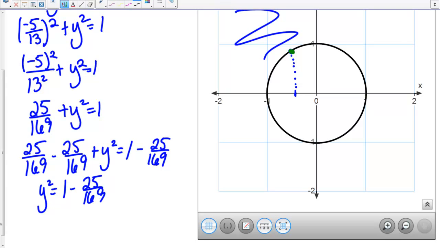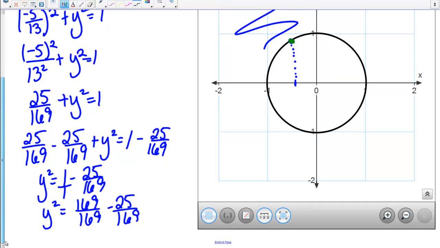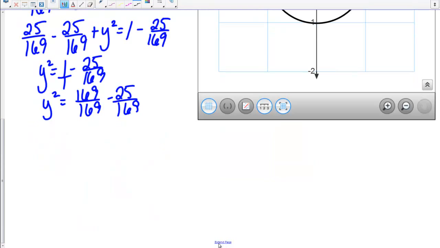We need a common denominator. Remember this 1 we can think of as 1 over 1. So our common denominator is going to be 169. Multiply the top and the bottom. And now we are ready to combine these fractions. So y squared equals 169 minus 25 over 169.